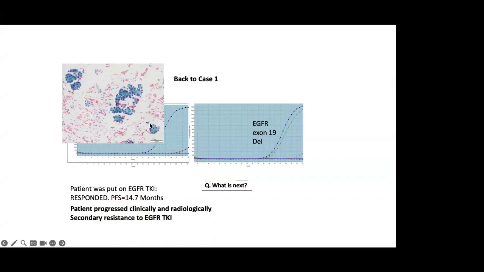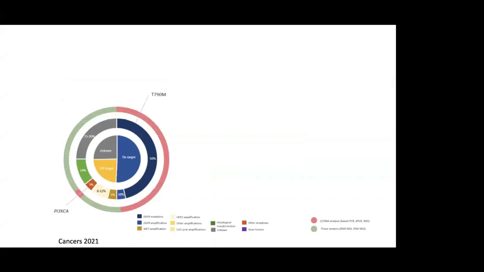Now coming to case 1, which was del 19 positive, right? And put on TKI, disease free till 14 months or so, and then the patient progressed clinically and radiologically. So what is next? If you look at resistance mechanisms after first and second generation EGFR TKIs, there is another type of mutation in EGFR itself, that is the T790M mutation. The recommendation is that it has to be tested, because we have third generation TKIs which can target T790M.